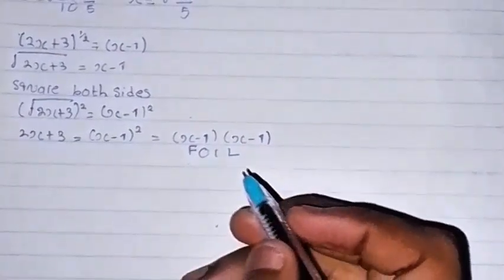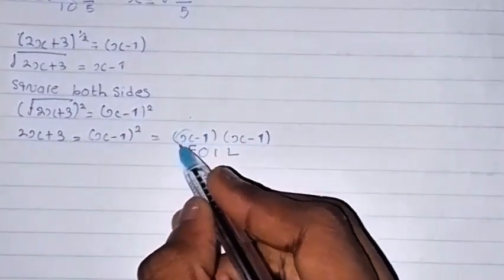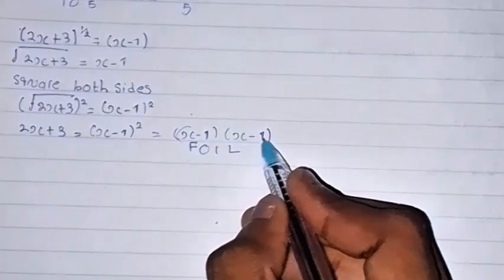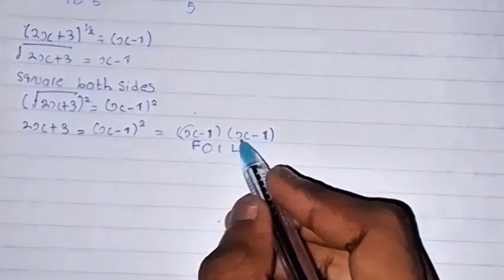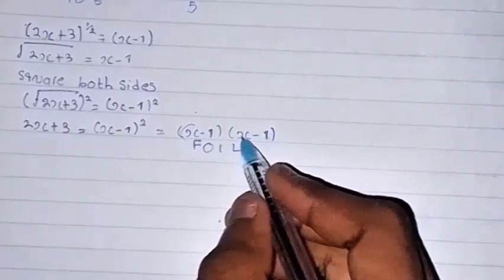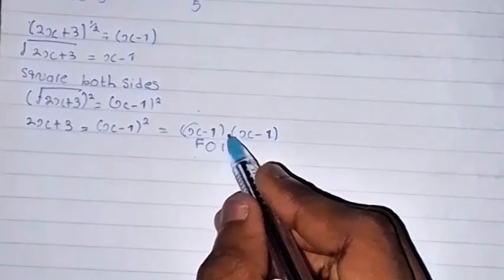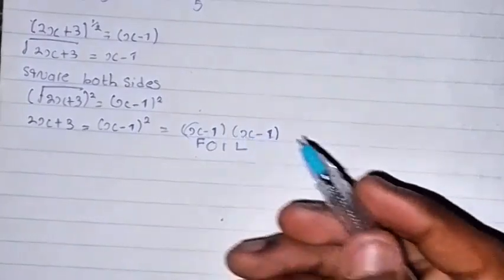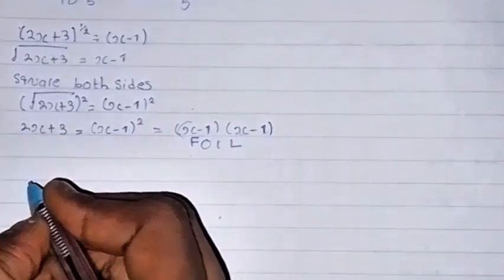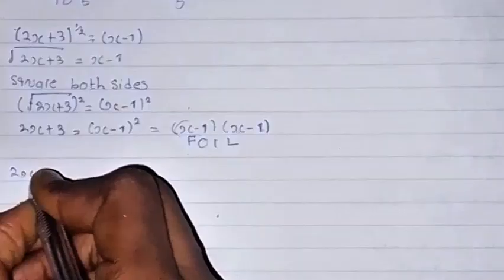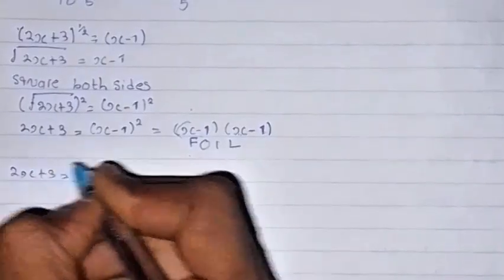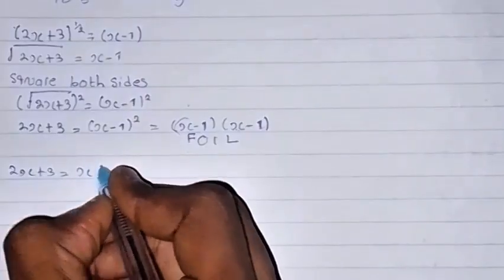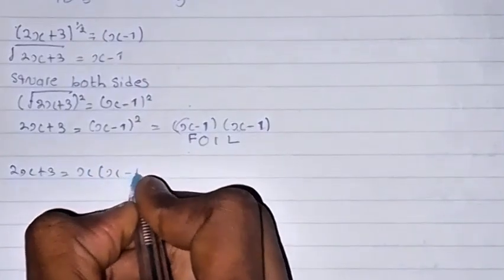The FOIL method involves using one term outside to multiply both terms of the other factor, that's x minus 1. These two are factors. Then you use the second to multiply both of them before you add them. Right, so let's do that. So we have 2x plus 3 equals, using x to multiply x minus 1, we have x multiplied by x minus 1.